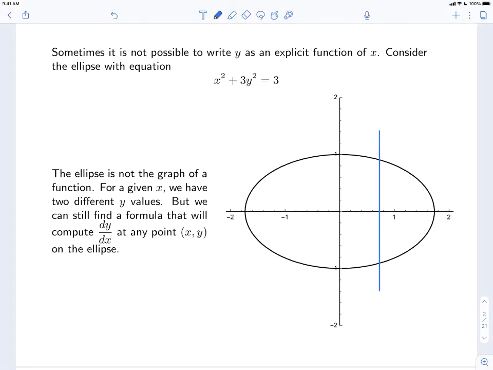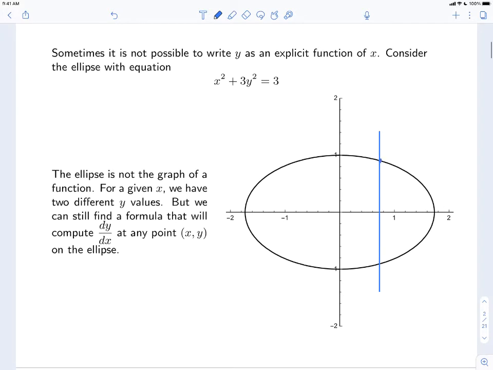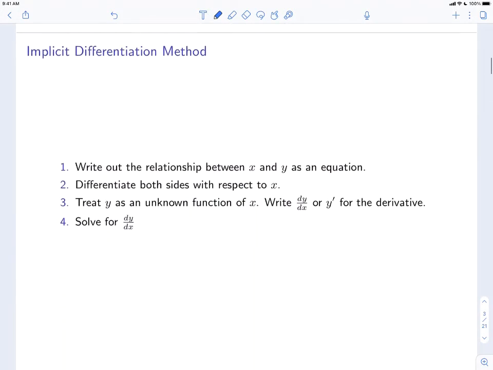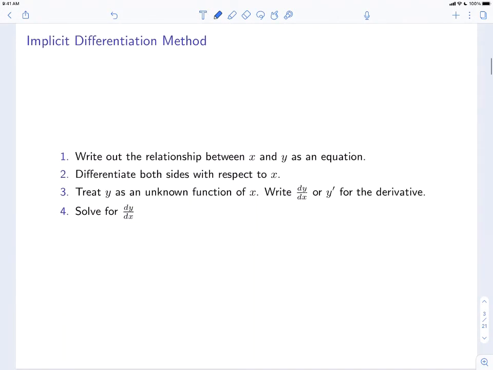However, it is still possible to find a formula that will compute the derivative dy dx at any given point on the ellipse. This method is known as the implicit differentiation method, or simply implicit differentiation.